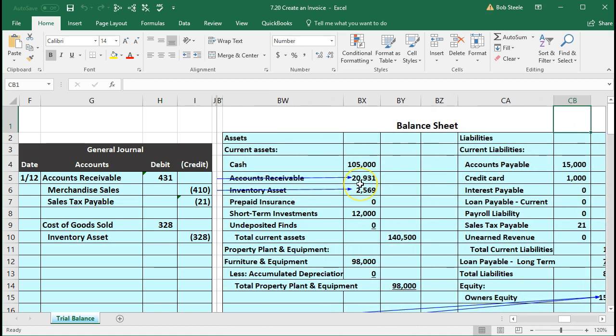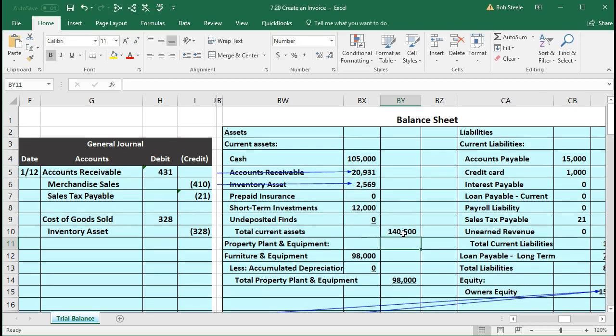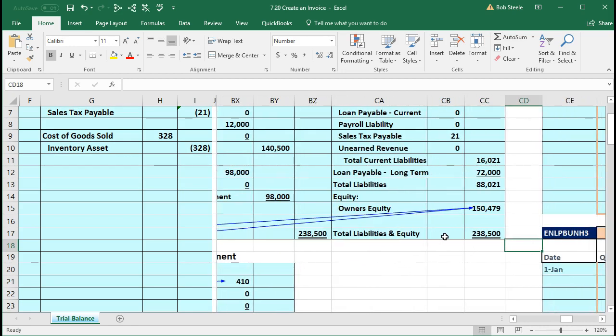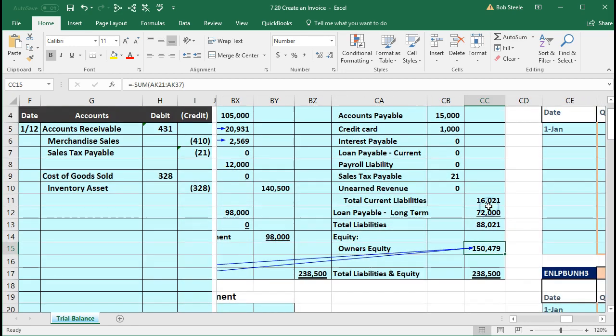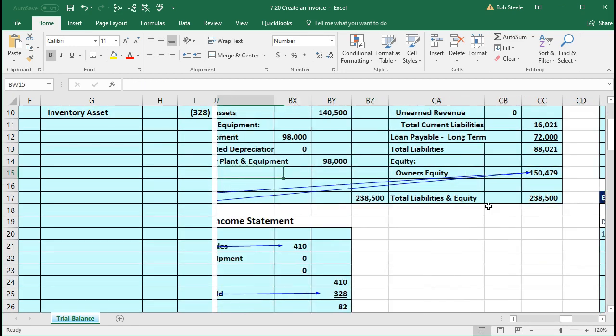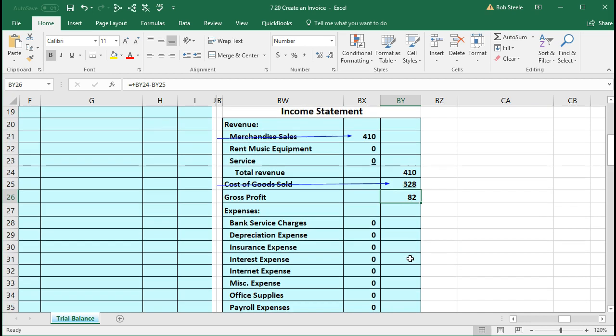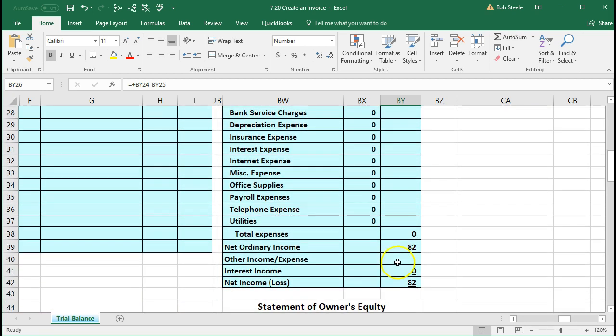There's going to be the accounts receivable. There's the assets. It's totaling up in our current assets. It's part of our total assets. And if we scroll over here, there's our owner's equity. And scrolling down, we now have income of 410. But we also have cost of goods sold of 328, giving us the gross profit of 82. No other expenses. Gross profit then at 82.